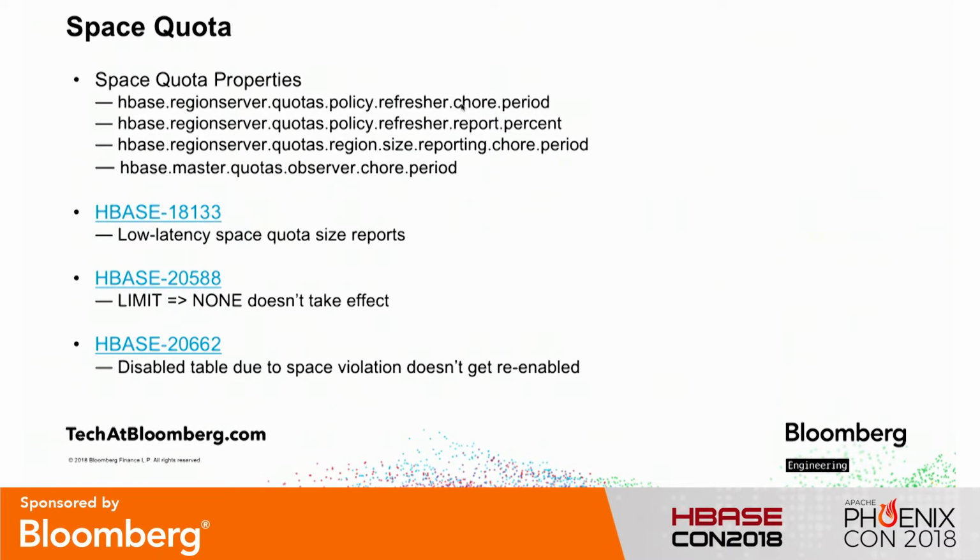A few more issues we found. I talked about how you can set the limit to none to remove the space quota on the table, but in the latest code it doesn't seem to take effect. Also, there's a ticket open that if the table got disabled because the quota was reached, and we went back and increased the quota, we expected it to enable itself, but that didn't happen either. As usual, the HBase community jumps on any ticket and tries to fix it as soon as possible. I think both of them have Jira tickets and fixes right now.